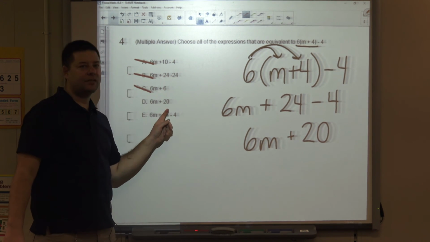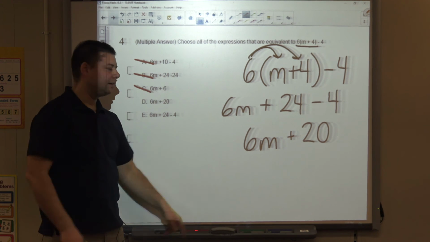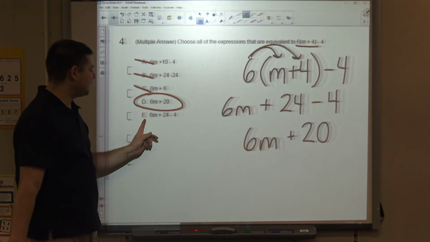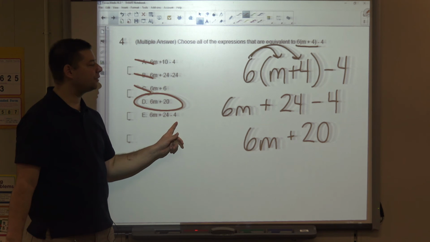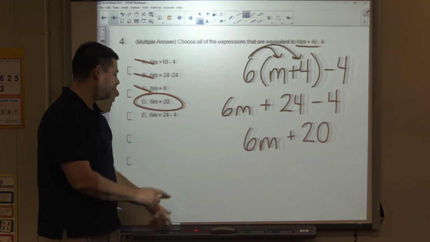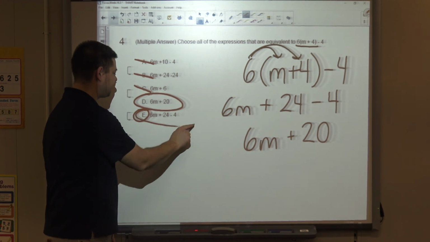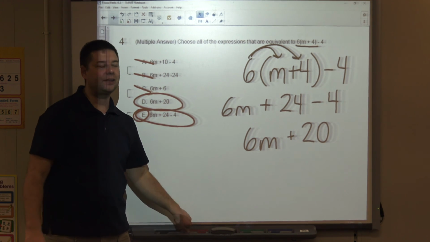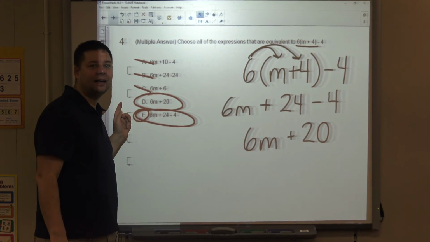Letter D, 6m plus 20. That's the same thing I got there. So I'm in good shape there. That's letter D. And letter E, 6m plus 24 minus 4. That's exactly what I have here. So letter E, I guess I should circle the whole thing. Letter E is also an answer. So I come up with my answers of D and E.